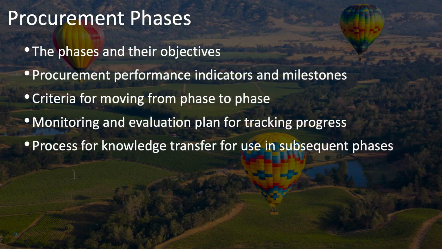In your procurement strategy, each procurement phase should be identified, along with the specific objectives for each phase. Your procurement performance indicators and milestones should be specified, and the criteria for how you move from one phase to the next. This is like your phase gate approach to a project, but applied now to your procurement process. How you're going to monitor and evaluate progress through the procurement phases, and how you're going to manage transfer of knowledge in your process to make sure that this knowledge flows from one phase to the next, and from your procurement process into your project management process.